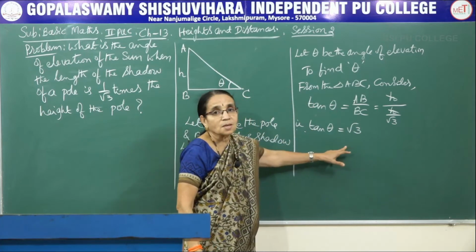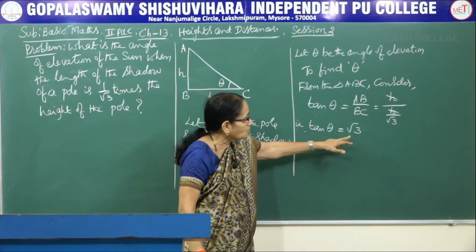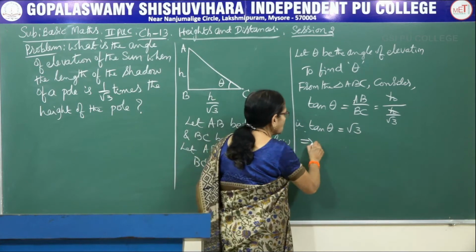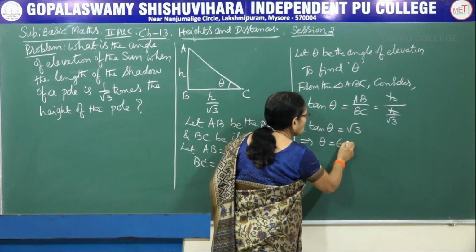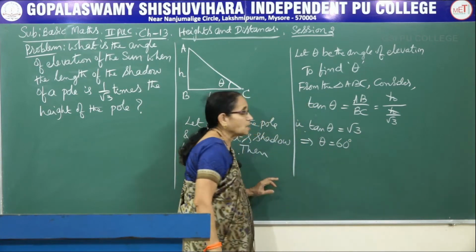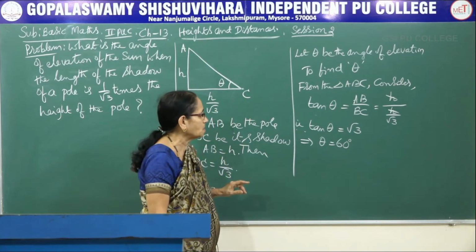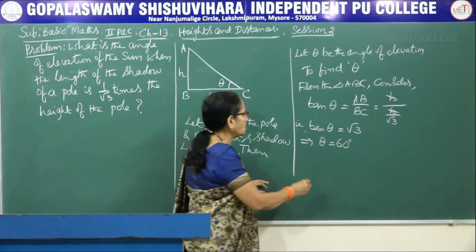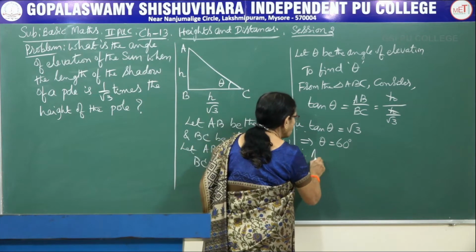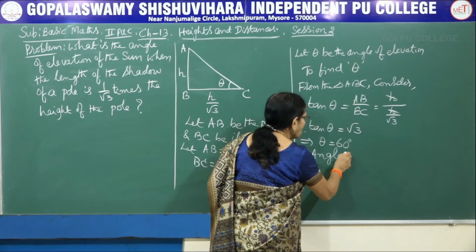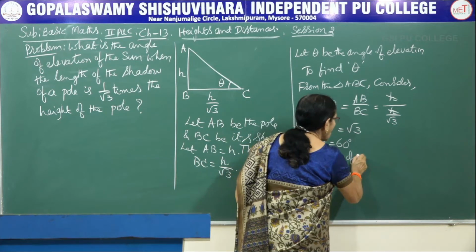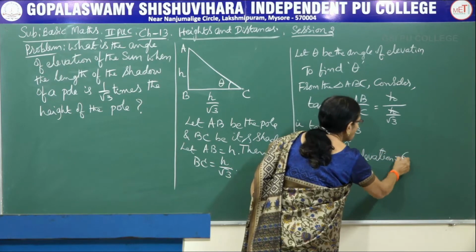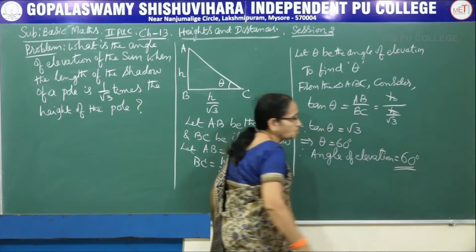You know that root 3 is a standard value. When will that be equal to root 3? When angle theta is equal to 60 degrees. That implies theta is equal to 60 degrees, or in radian measure, pi by 3. But what is theta? Theta is nothing but the angle of elevation. Finally, better write the answer in a sentence. Therefore, the angle of elevation is equal to 60 degrees.